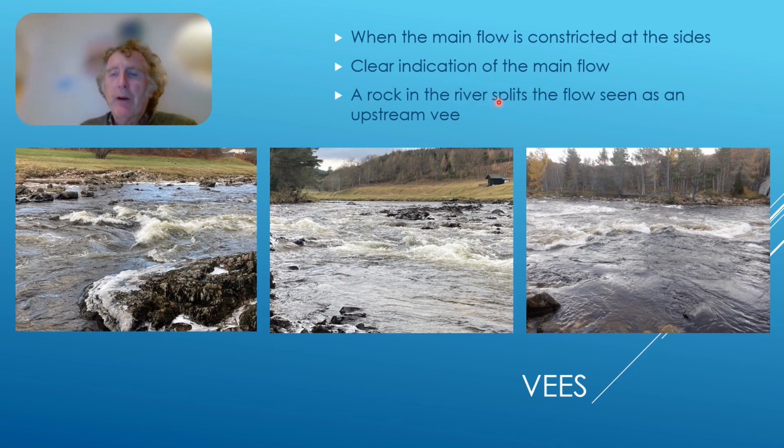A rock in the river can split the flow and is seen as an upstream V. We can see an example here. Again, the current is going that way. This rock over here is disturbing the current, and you're seeing a white V pointing upstream, whereas the dark water V pointing downstream is where you want to go. So a rock is causing that V there, and the main flow is causing that V there, which extends on down there.